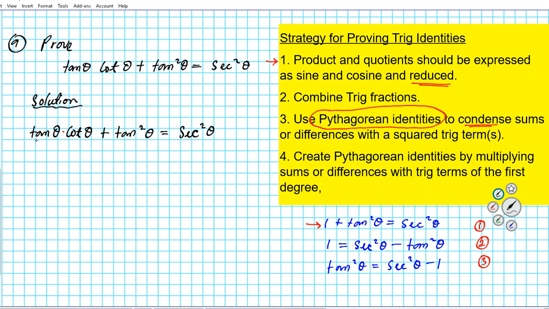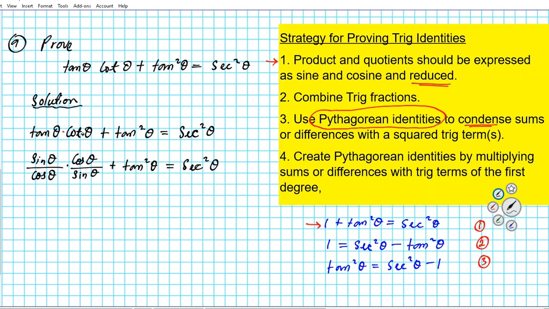Okay, so using the quotient identities, tan theta can be rewritten as sine theta divided by cosine theta. And then using the quotient identities again, cotangent can be written as cosine theta divided by sine theta, plus tan squared theta equals secant squared theta. So you see, now it's apparent that there are common factors that can be divided out. Okay, so this is one way you can do it.